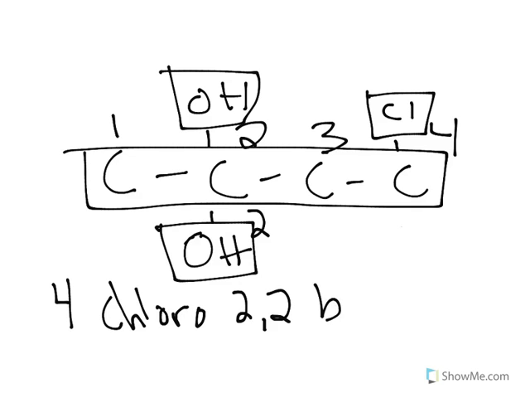So for my parent, like we did with the first one, this one's going to be butane, because if it was just a chain of 4, it would be butane. The only thing we're changing is taking that E off and adding that OL. So this name in particular is going to be 4-chloro-2,2-butanol.